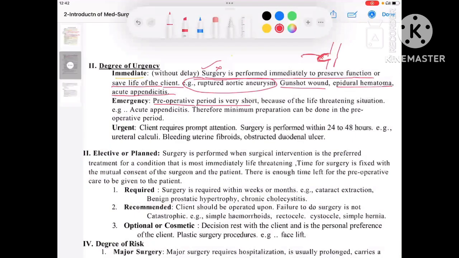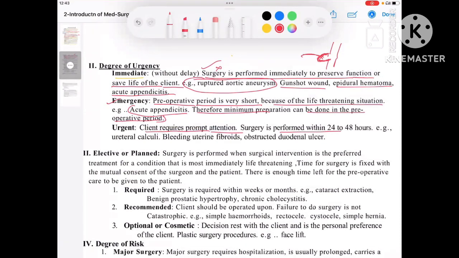Pre-operative period is very short because of the life-threatening situation, for example acute appendicitis, therefore minimum preparation can be done in the pre-operative period. So acute appendicitis is an emergency. And the last one is urgent. Urgent means the client requires prompt attention.